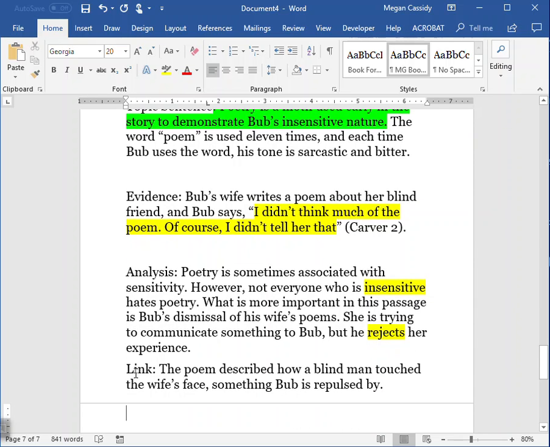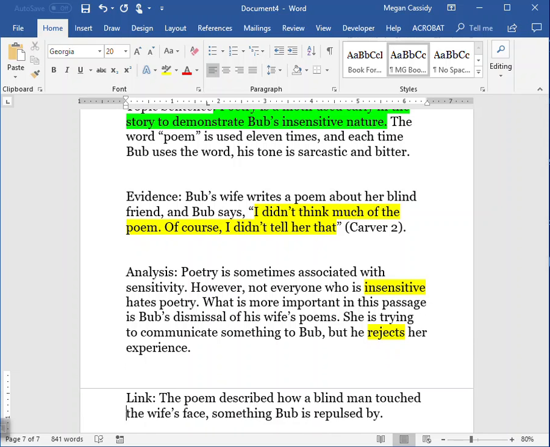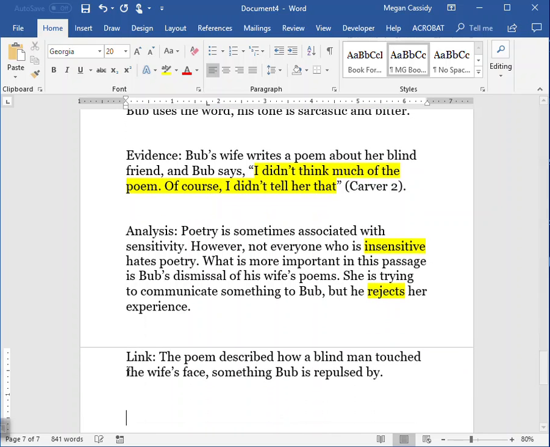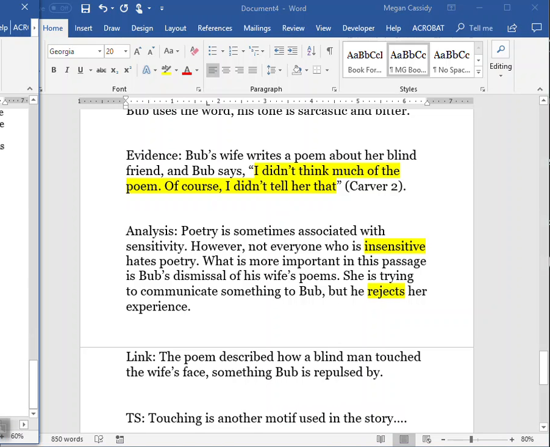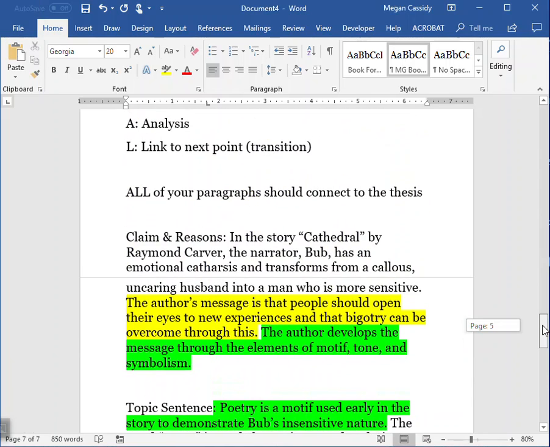Now, the way that I would link this is that my next topic sentence, I'll put TS for topic sentence, I would say touching is another motif used in the story. And then I would kind of go into that, right? So you can kind of, hopefully, see how this would all go together when you're writing a longer essay.